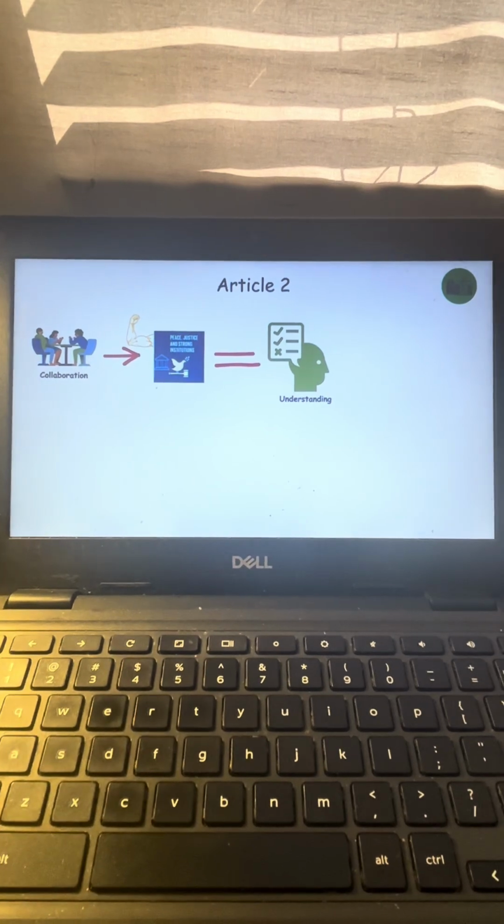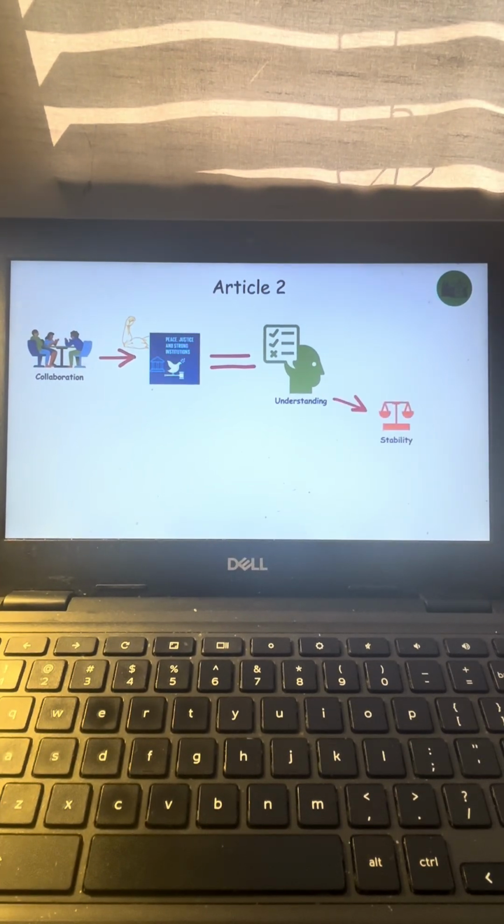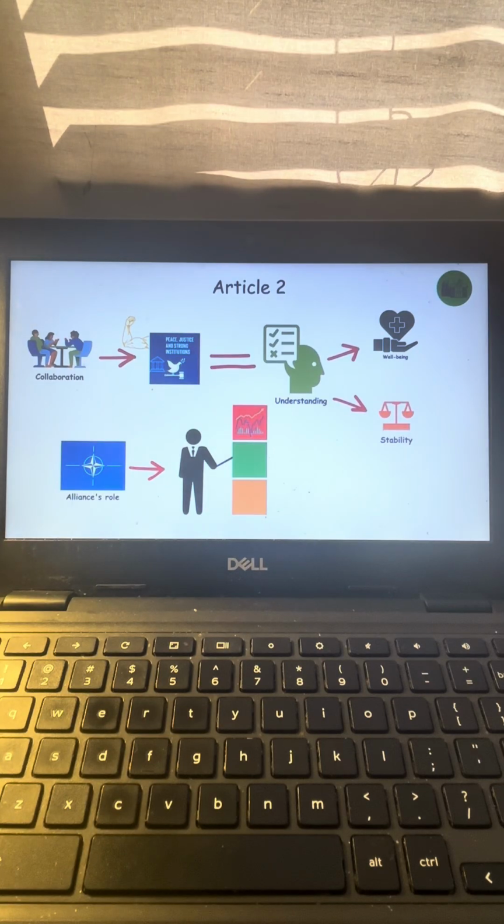Article 2 promotes collaboration beyond military matters, focusing on strengthening free institutions, bringing about a better understanding of the principles upon which these institutions are founded, and promoting conditions of stability and well-being. It emphasizes the alliance's role in facilitating economic collaboration and maintaining a free and democratic Western community.